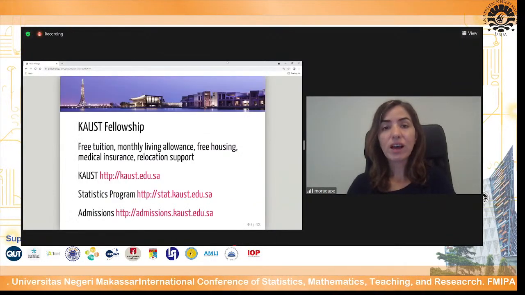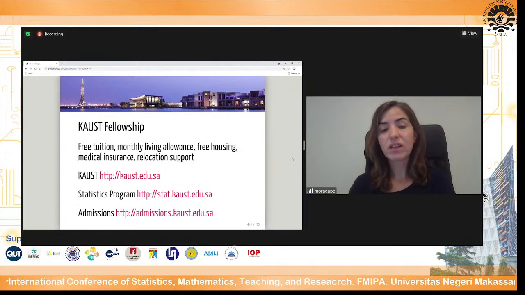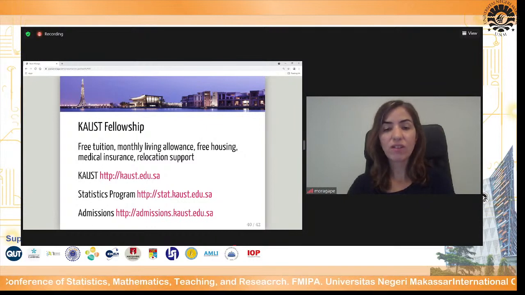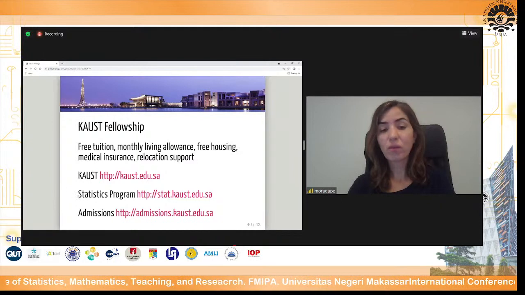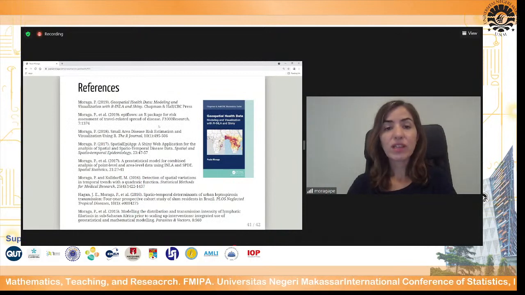Before finishing, I want to tell you that if you are interested in studying a PhD in statistics, KAUST offers very good fellowships that offer free tuition, monthly living allowance, free housing, and medical insurance. And here you have some links about the university, KAUST, and also information about the statistics program and the admissions website.